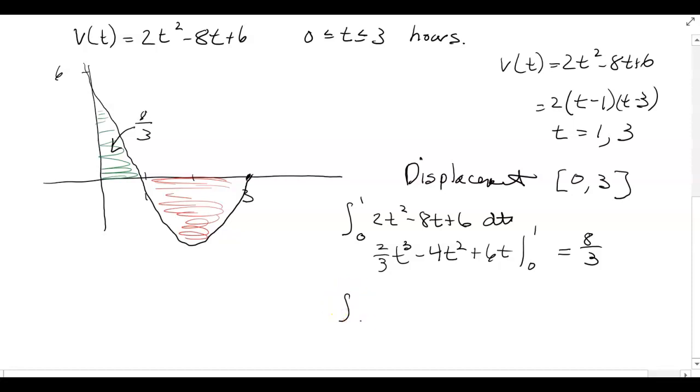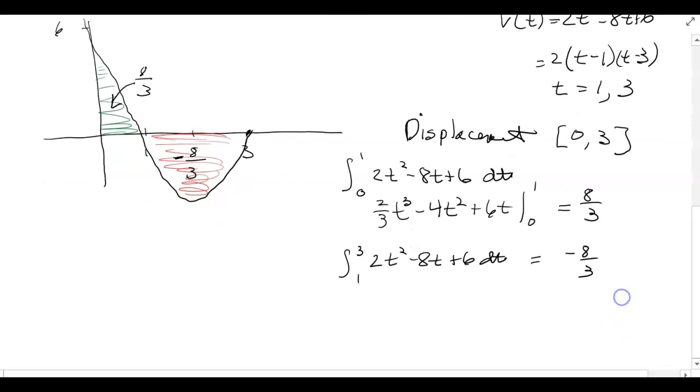We can do the same thing from 1 to 3. And again, you can hit pause and work through it, see what you get, but you actually end up with negative 8/3. So this is negative 8/3 down here.